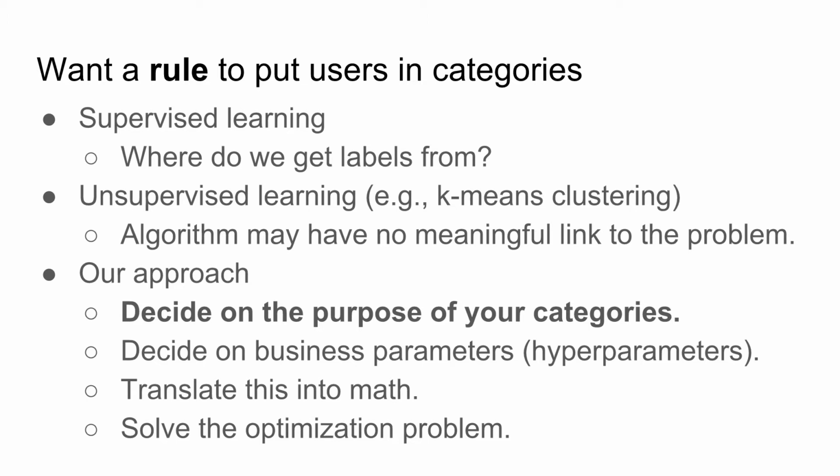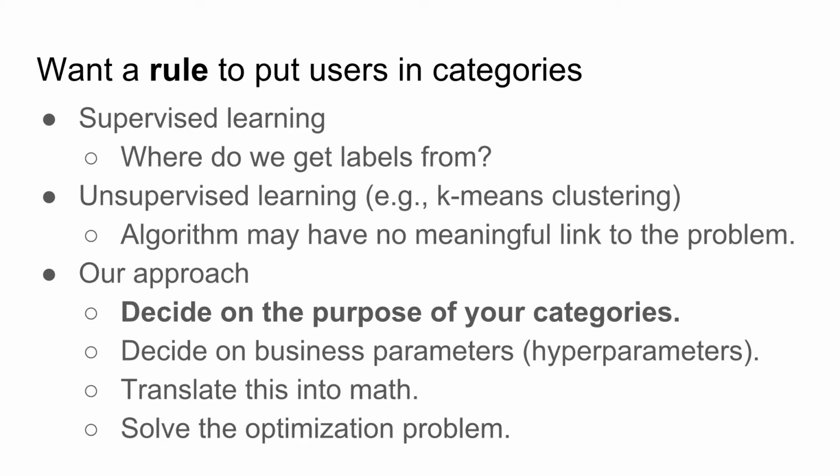So our approach, and I hope again that you think this is super obvious, is 1, decide on the purpose of your categories. And this is the main intellectual leap here, which is that the categories are not something inherent in there that you need to reveal. The categories are just a tool, and you decide what you want your tool to do for you. So you come up with what do you want them to do?